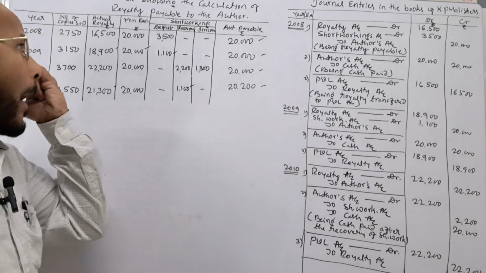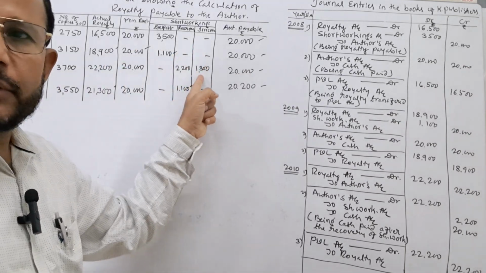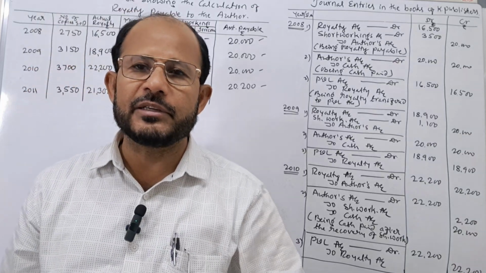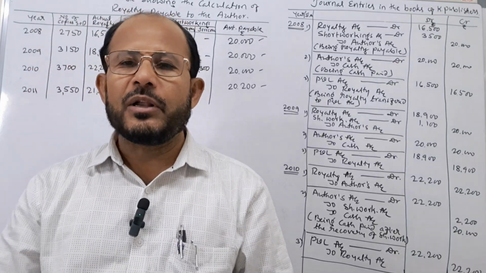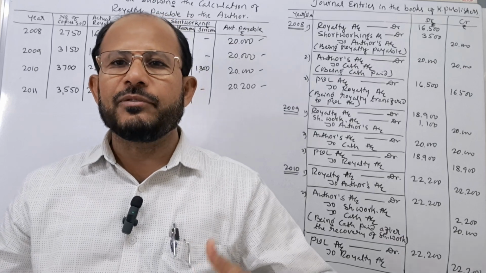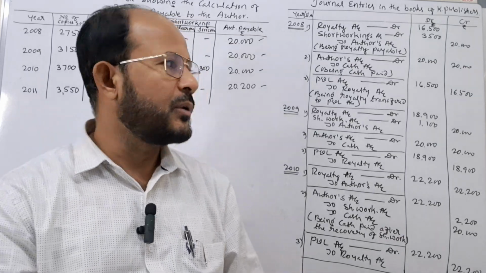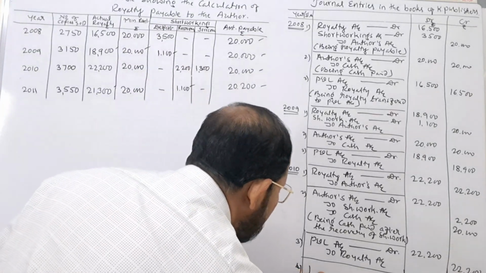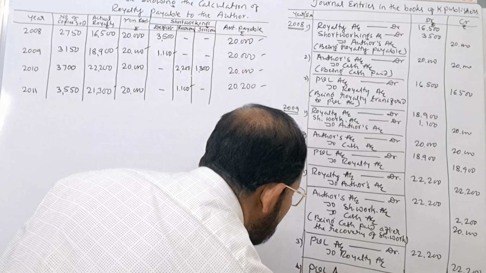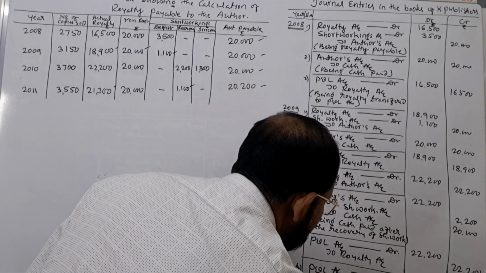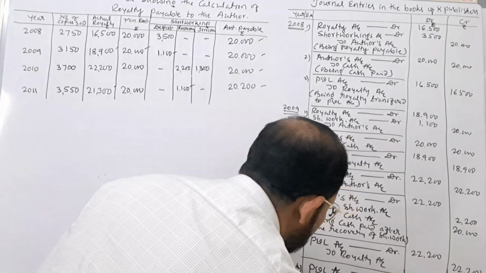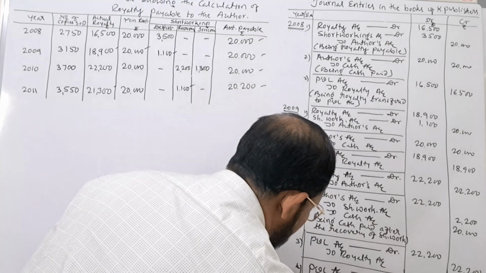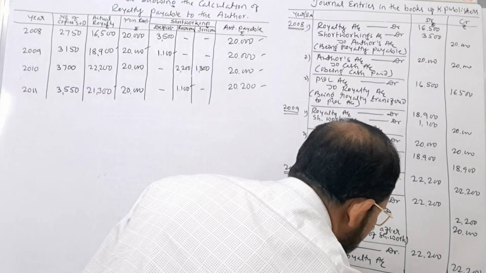Next one, in the irrecovery column 1,300 is there. What is this? If the short working is not recovered, this is considered as a loss to the publisher. What will the publisher do? He will transfer this one to his P&L account. Therefore, what journal entry do we pass here? This is also a charge to the profit and loss account. Profit and loss account is debited with the amount of rupees 1,300, to short workings account rupees 1,300.